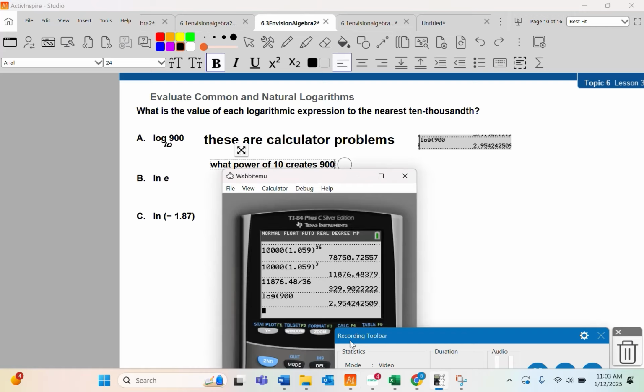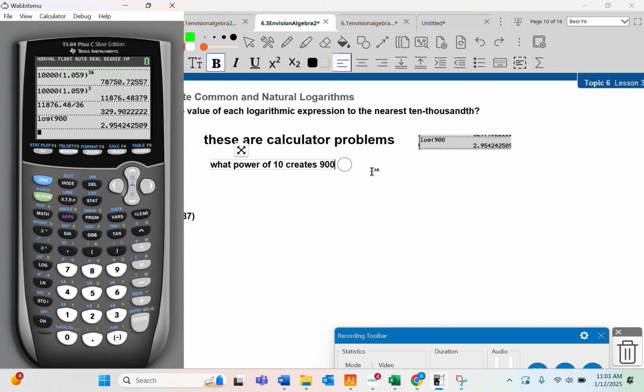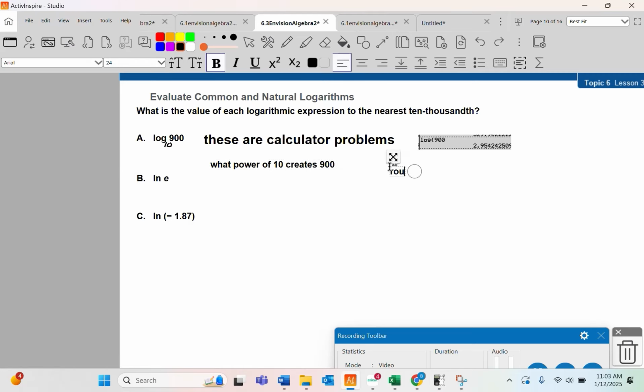So let's just check that out. Which makes sense, because 10 cubed is 1,000, but 10 to the 2.9542 is going to be pretty close. It's going to be a little under, almost 900, right? I always take logarithms to the 4th decimal, and you should too. So round to the 4th decimal. That's how I do logarithms.